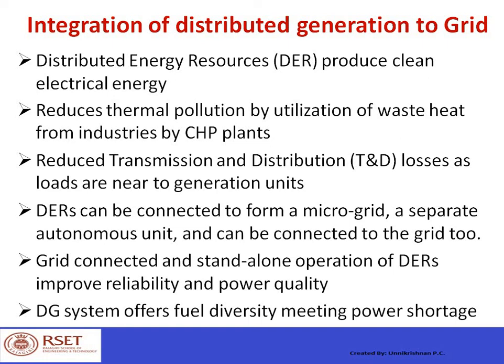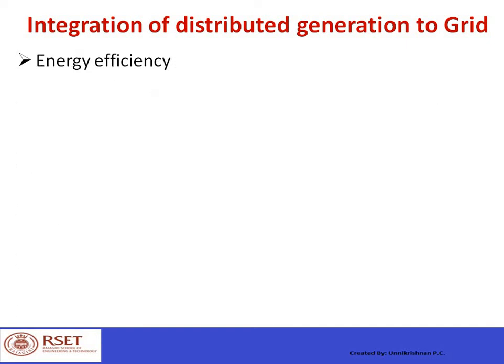DG system offers fuel diversity meeting power shortage. So fuel diversity means you have the option to use solar, wind or any other type of fuel. So this diversity and meeting the power shortage is also a major advantage with integration. Energy efficiency. The efficiency will be increased by integrating DG with the grid.